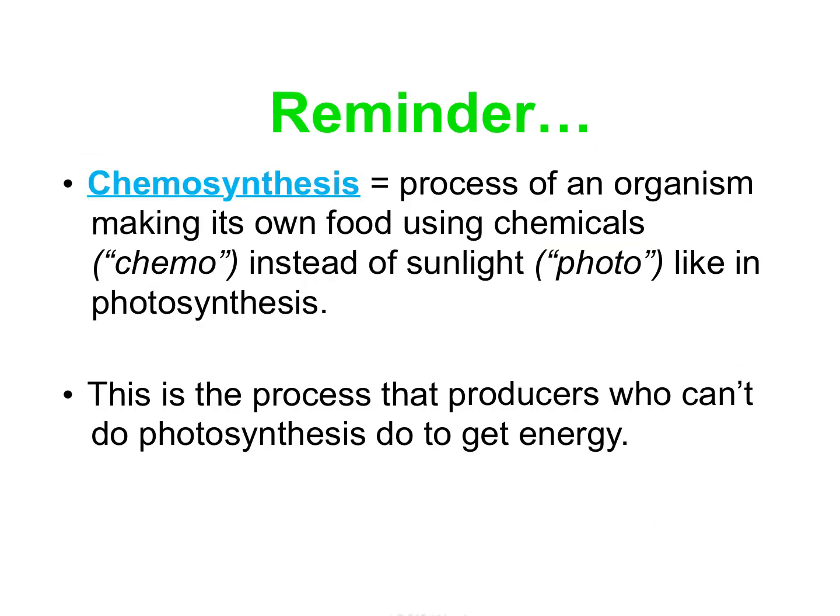And before we move on completely, just as a friendly reminder, photosynthesis isn't the only option. We do also have chemosynthesis, and this is a process of an organism making its own food using chemicals, hence chemo, instead of sunlight, like photosynthesis. So this is the process that producers who can't do photosynthesis do to get energy. A lot of your bacteria are going to do chemosynthesis rather than photosynthesis.